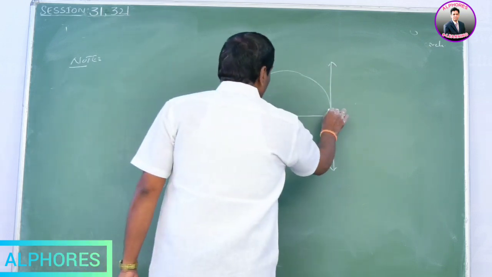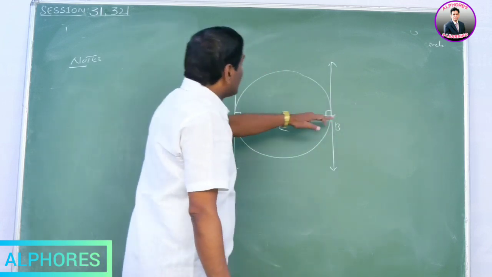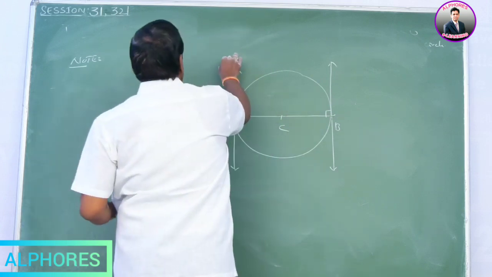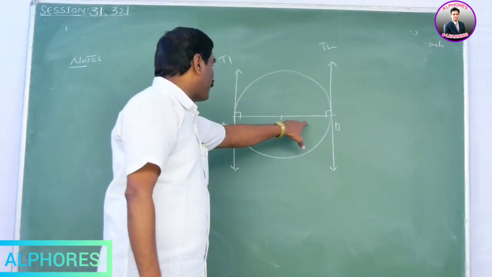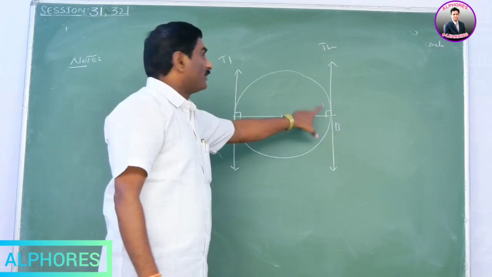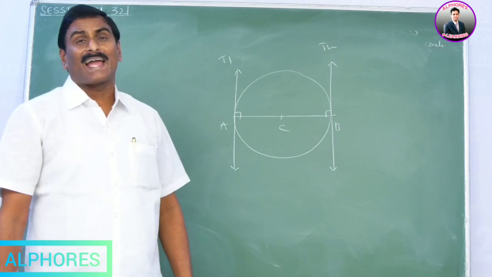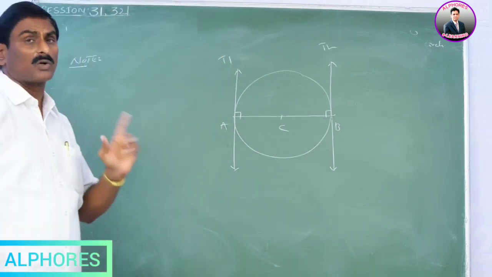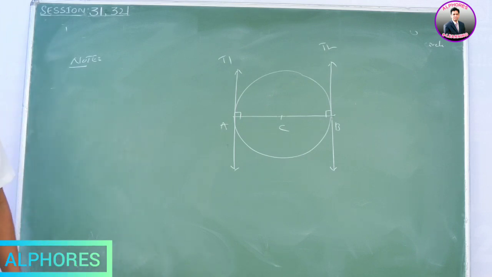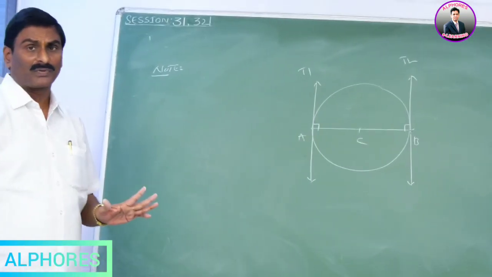This tangent at B is also perpendicular to CB, but A, C, B are collinear. That means this tangent, call it T1, and this one, T2, are both perpendicular to line AB. These two are perpendicular to line AB, which means these two are parallel. So the tangents at the extremities of the diameter of a circle are always parallel. Please note this point, very important. The tangents at the extremities of the diameter of a given circle are always parallel.